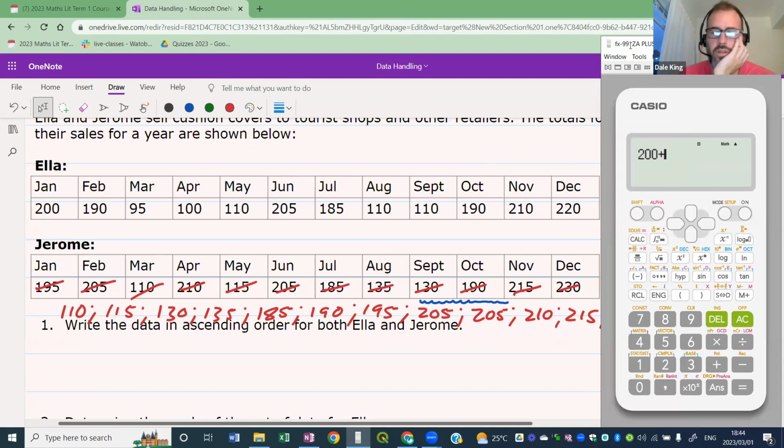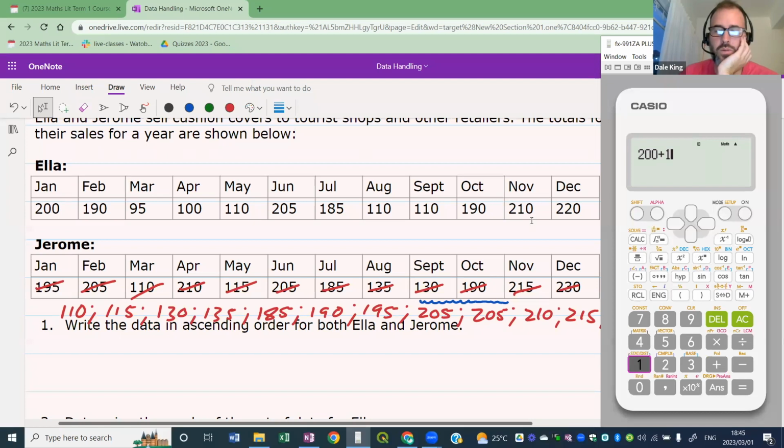200 plus 190 plus 95 plus 100 plus 110 plus 205 plus 185 plus 110 plus 110 plus 190 plus 210 plus 220. 195, so I must have made a mistake. Let's put 195, and then underneath we should have 12. Right, let's check our totals at the top. That's the most important thing because we know we're dividing by 12. So I'm going to do it a third time.